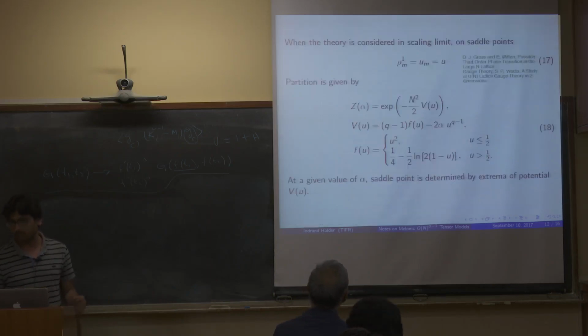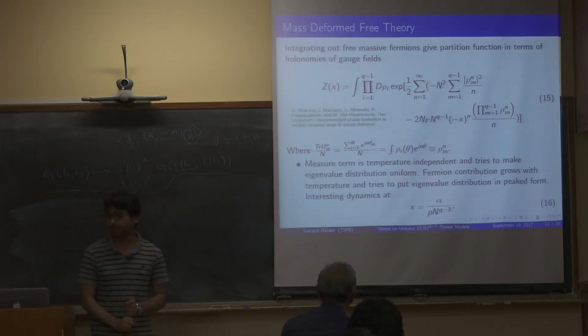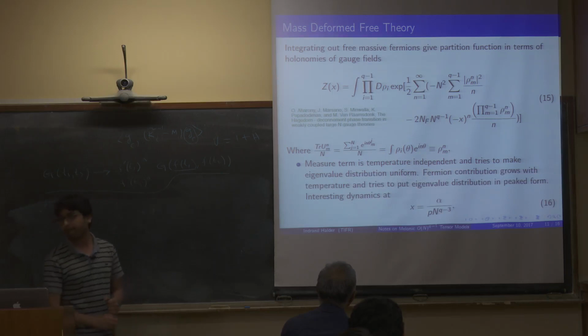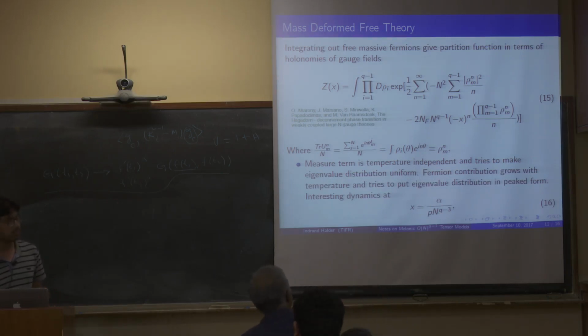Can I just ask something? You might be coming to that. If you can just go to the previous transparency. This rho n is the nth moment, is that right? Yes, it's the nth moment of the mth color group. But everything is color neutral, right? Basically in your saddle point. Yes.